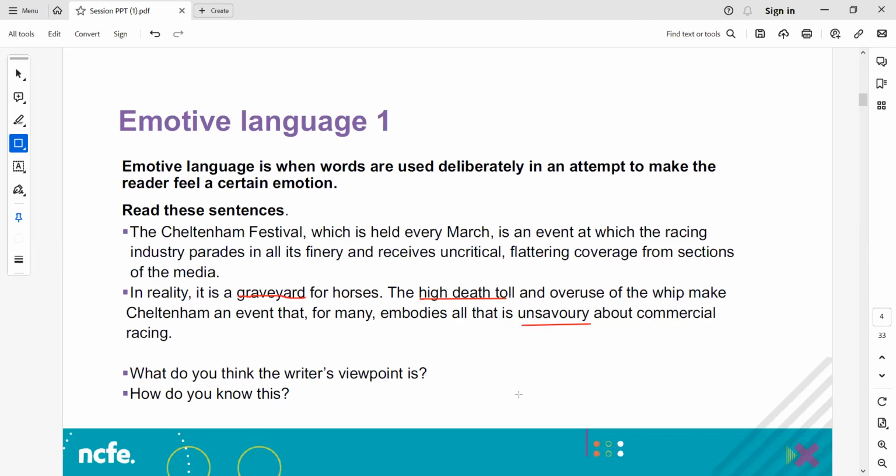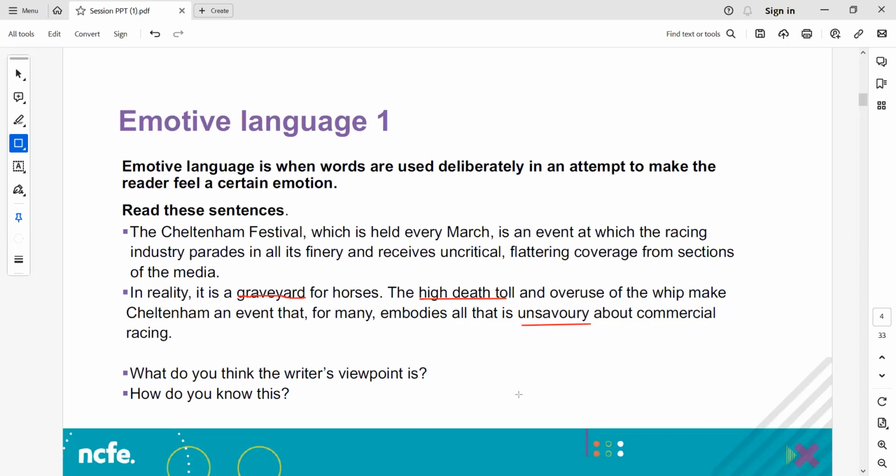So it's emotive, a graveyard for horses. Even if you are a fan of horse racing, writing the festival is a graveyard for horses is quite impactful, because it's going to make you immediately think of the horses dying, the high death toll again, the death of all those horses. So it's really trying to pull at your heartstrings to make you feel like the writer feels by the choice of vocabulary. So it's unsavoury. It's not nice. It's not a good thing at all. So it's the use of vocabulary, emotive language.